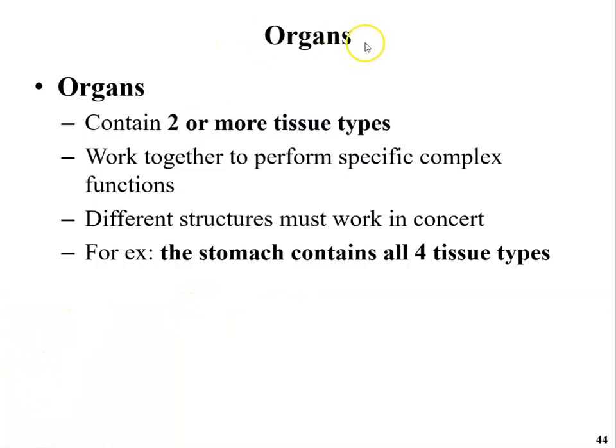Okay, let's take it a step further and talk about organs a little bit, because we said organs contain 2 or more tissue types, right? So these tissue types have to work together to perform the specific complex function of the organ. They have to work in concert. And the example we'll use is the stomach, which contains all 4 tissue types.